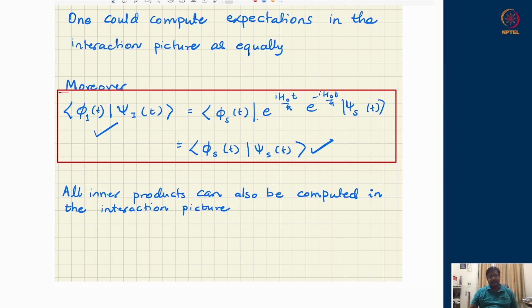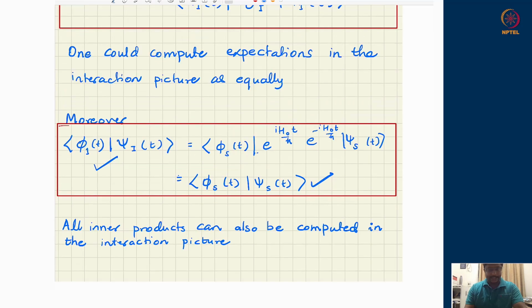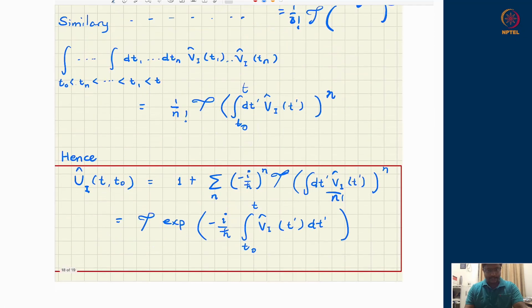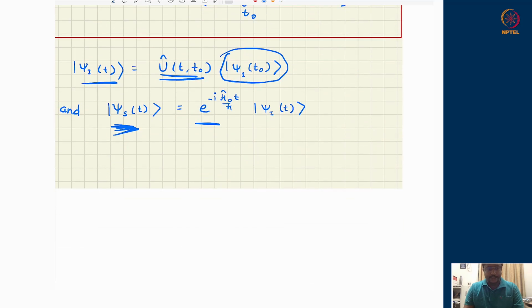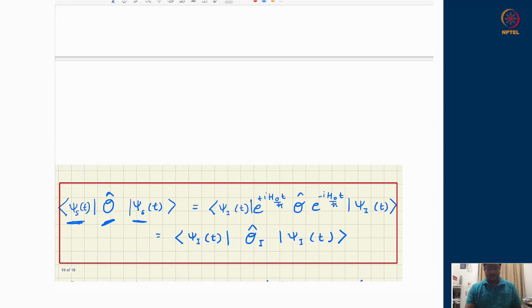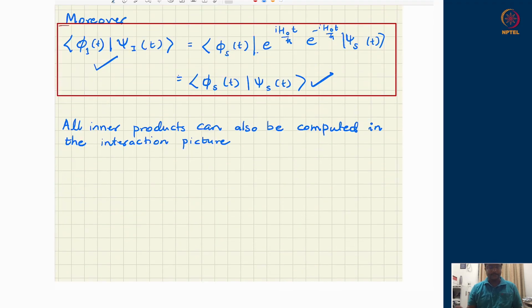All right. So let us stop here for this analysis of the interaction picture and the Dyson series. The Dyson series was this integral expansion of the time ordered potential exponential. Okay, so we stop here for this class of time dependent perturbation theory.